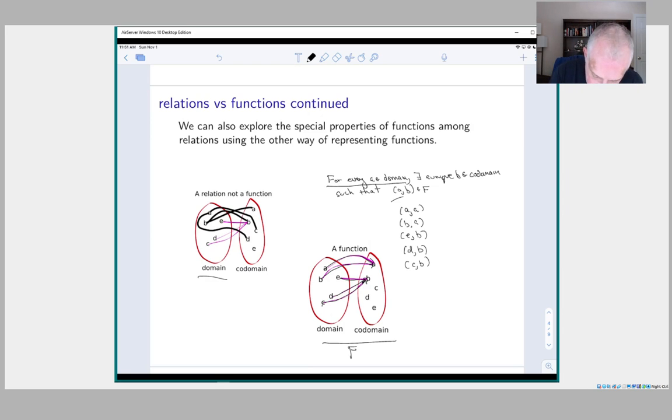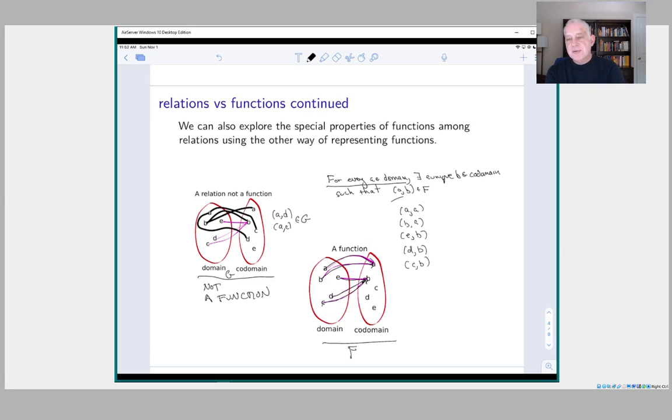This picture is not a function, because you see that A is connected to both D and C. So this is a relation. A and D are related, and A and C are related, but it's not a function because there isn't a unique element of the codomain associated with the element A of the domain.